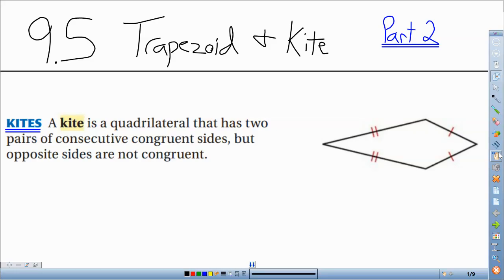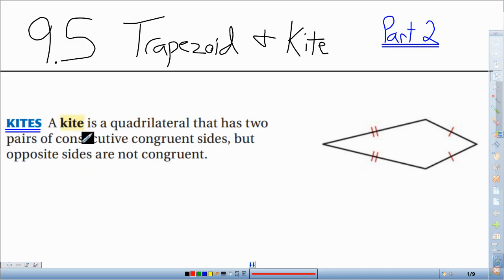Hey everybody. So we are getting into 9.5 today, part 2, which is going to be focusing on kites. All right, so go ahead and get this title here, get the definition of a kite, draw a picture here, and we'll get into it. All right, so focusing on kites. First, let's figure out what is a kite.